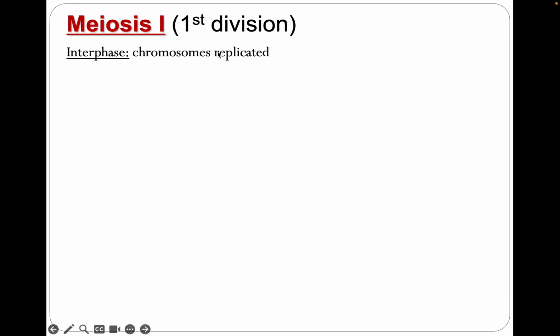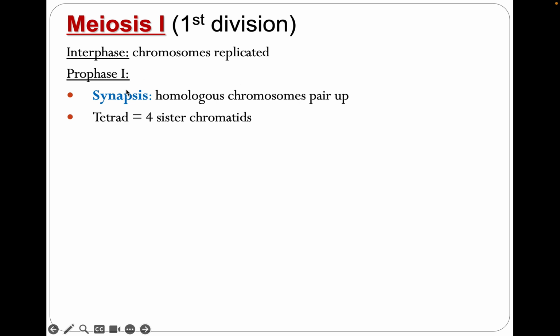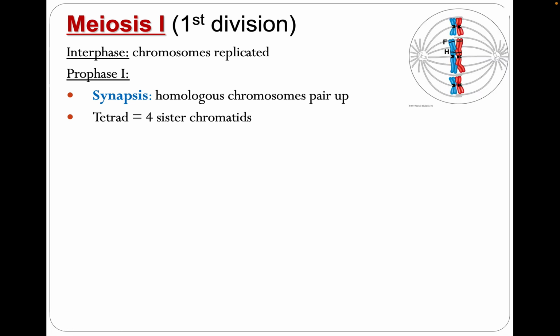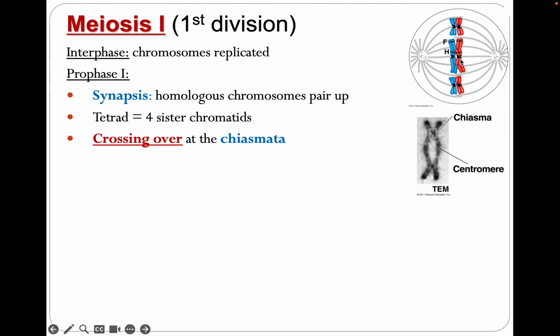All right, so interphase, the chromosomes are replicated. Prophase 1, we have synapsis, where the homologous chromosomes pair up. They form a tetrad with the 4 sister chromatids, right? Crossing over occurs at the chiasmata. That's where they touch. See where they overlap? And where they overlap, they swap sides. So this piece actually jumps over and attaches to this chromosome. And this piece jumps over and attaches to this one.